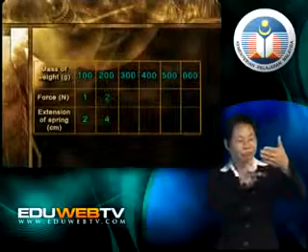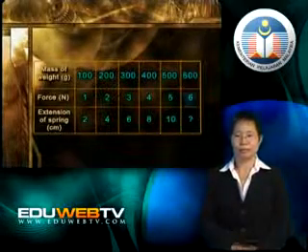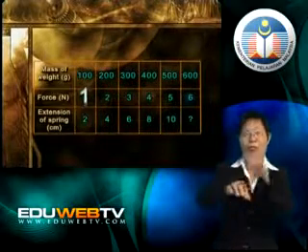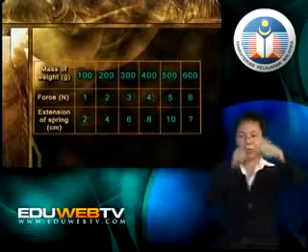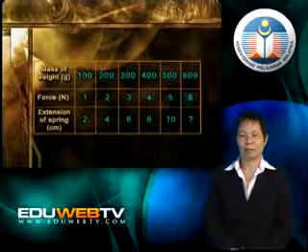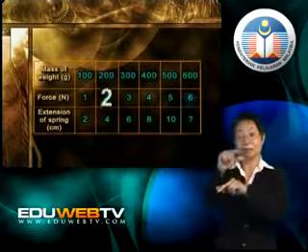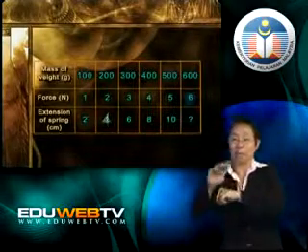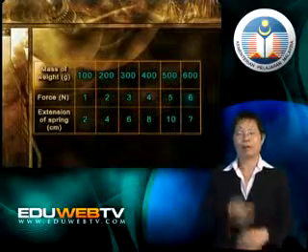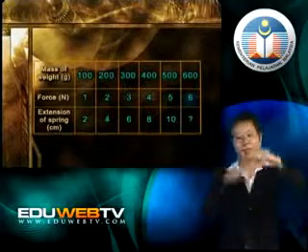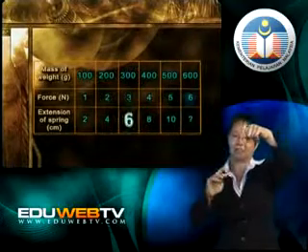Let's look at the readings. Mass of 100 grams, the force is 1 Newton. Extension of spring is 2 centimeters. Mass of 200 grams, the force is 2 Newton. Extension of spring is 4 centimeters. Mass of 300 grams, the force is 3 Newton. Extension of spring is 6 centimeters.